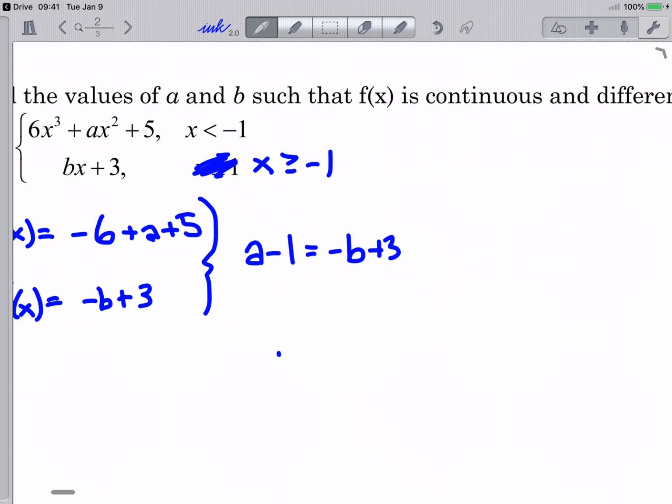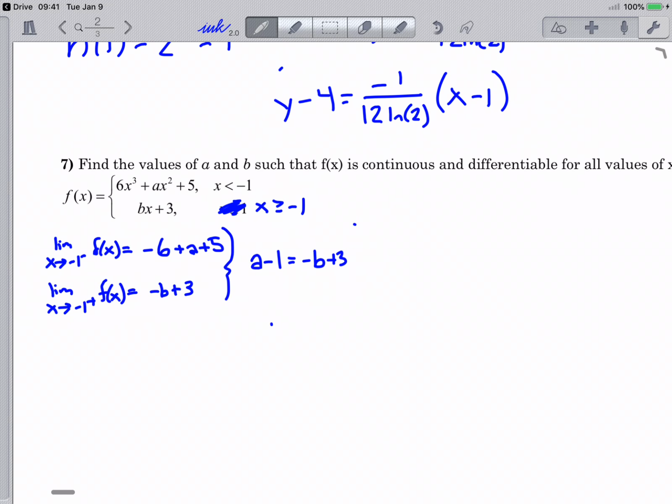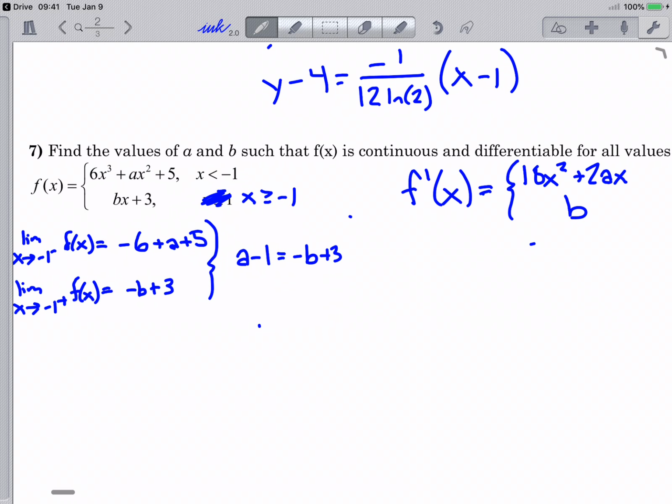Now, since I don't know what this derivative is going to look like yet, I'm not going to rewrite that to potentially make it easier to work with. So I'm going to write my derivative, which is simply 18x squared plus 2ax, and then it's b. I'm not going to write the constraints for each of those portions because you can see them to the left. So now I need to look at the limit from the left and right of this derivative.